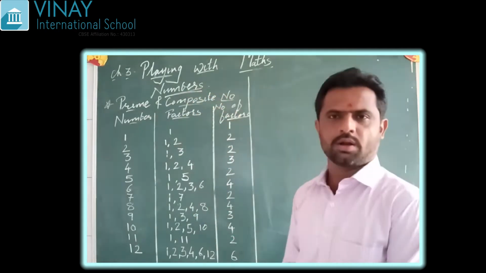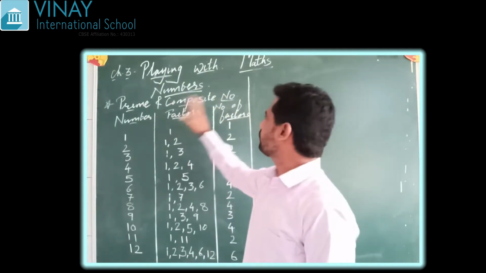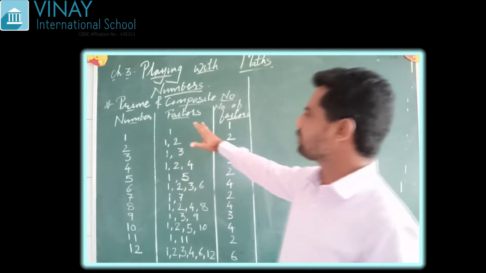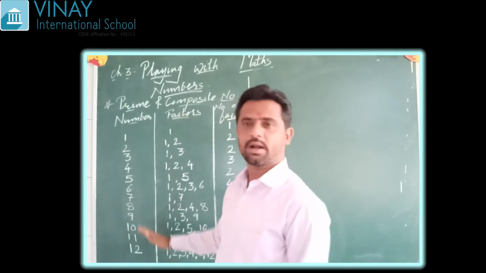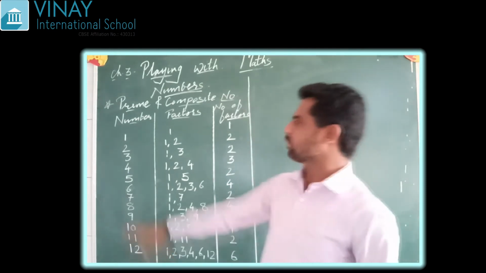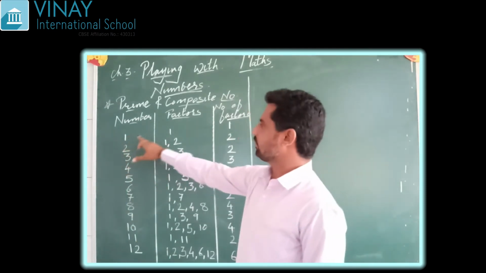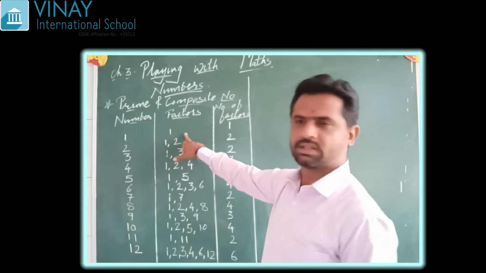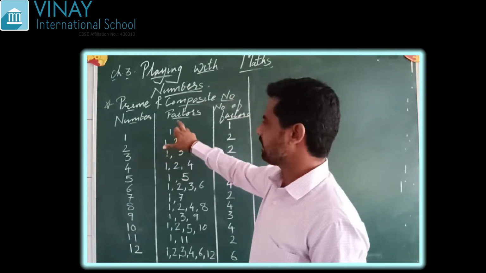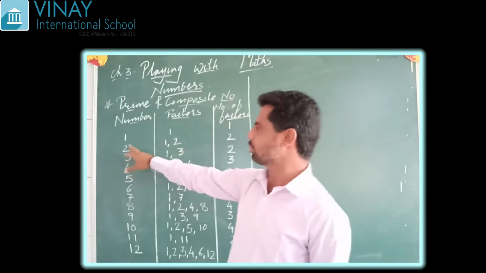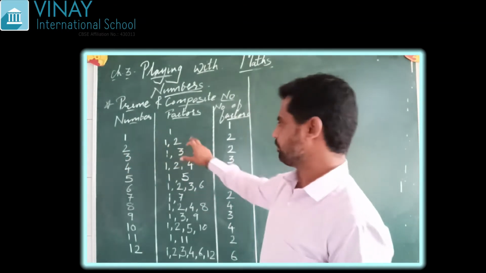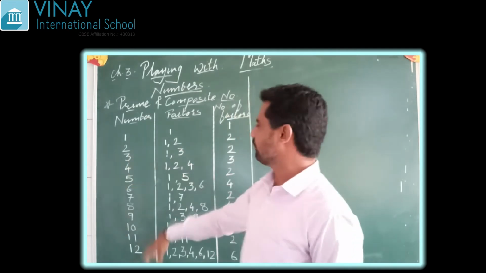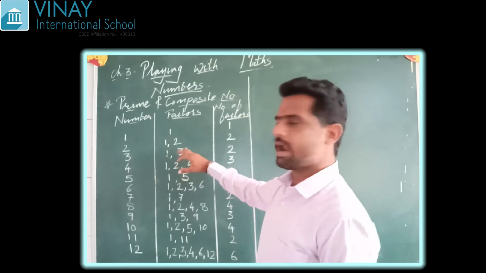and composite number. To understand prime number and composite number, first we need the number of factors each number has. Let us start with 1. We see that 1 has only one factor, that is the number itself, 1, so 1 factor. 2 has 2 factors, 1 and 2. 3 has again 2 factors, 1 and 3.